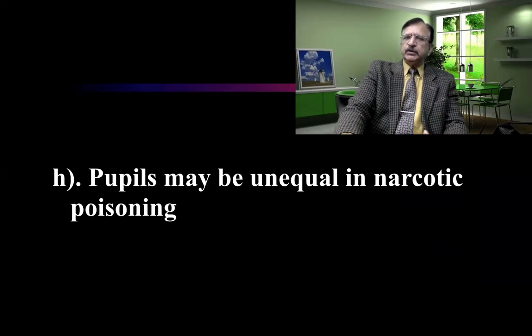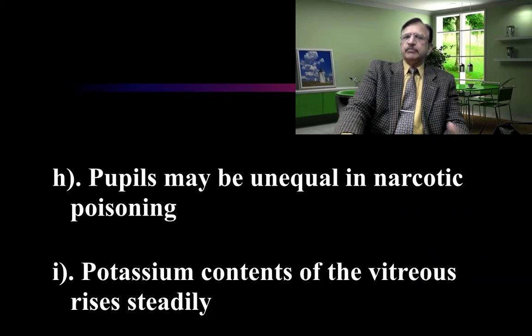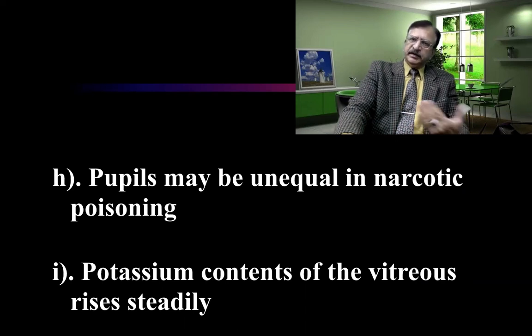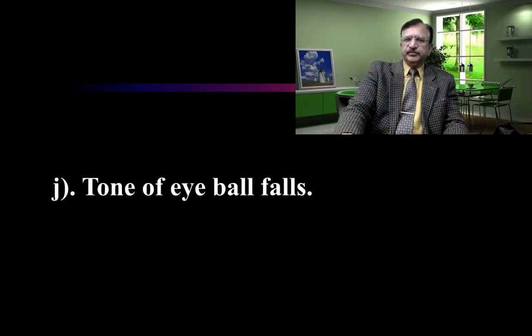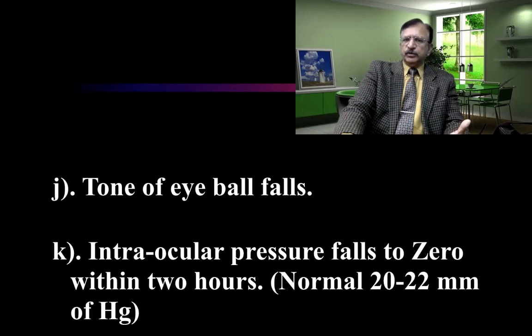Pupils may be unequal in narcotic poisoning. The potassium content of the vitreous humor rises steadily, and this potassium in the vitreous humor is a very important study regarding time estimation. Then the tone of the eyeballs falls. Intraocular pressure falls to zero within 2 hours. Normally it is 20 to 22 millimeters of mercury, but it falls to zero within 2 hours.